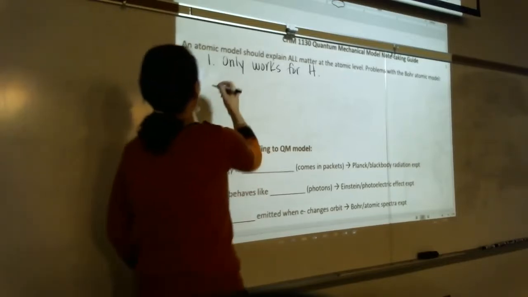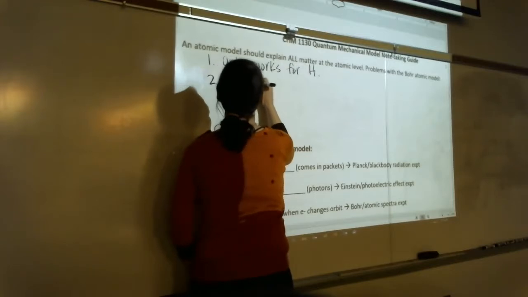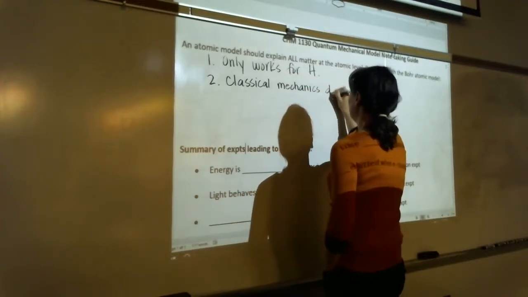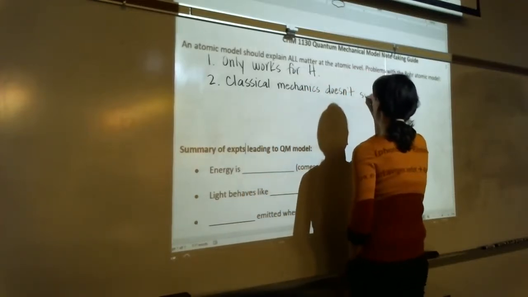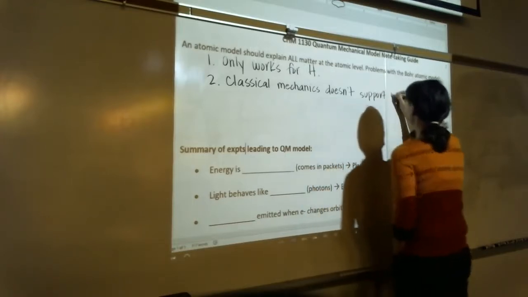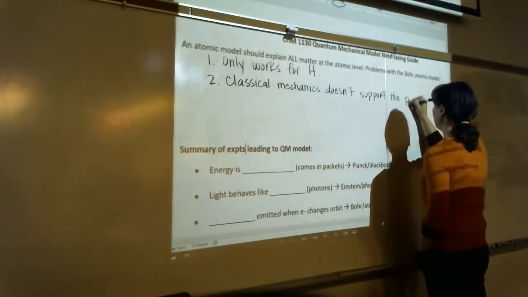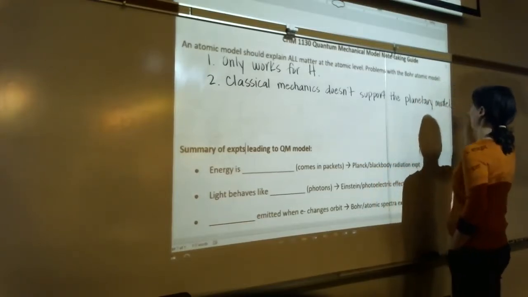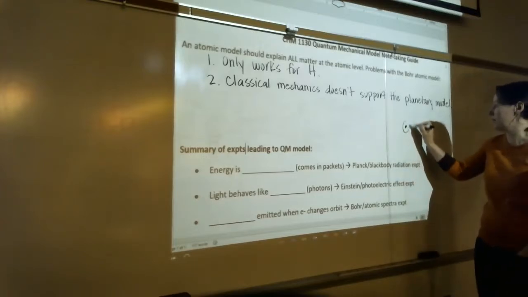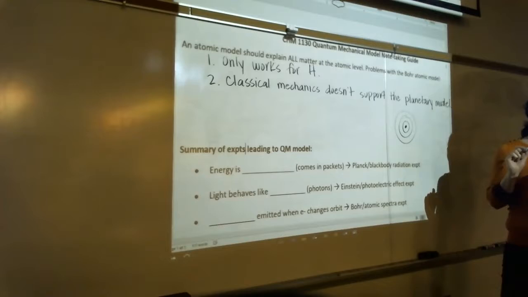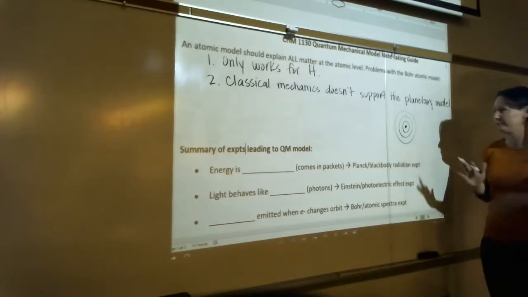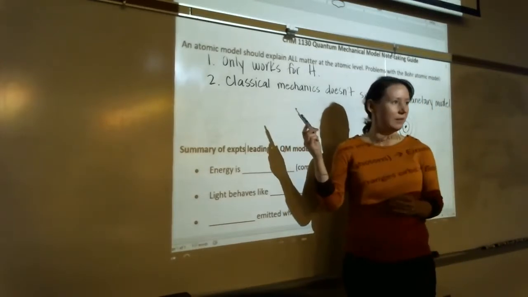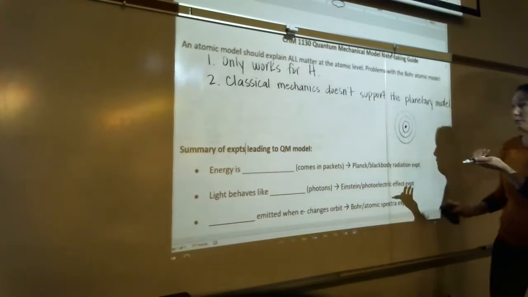The second major problem is classical mechanics doesn't support the planetary model, because that's what the Bohr model was. You have the little nucleus and these nice, pretty orbits. That was the planetary model. Classical mechanics just doesn't support that. There's a significant problem here. When you're talking about classical mechanics, you're talking about Newtonian physics, so it doesn't support this model.